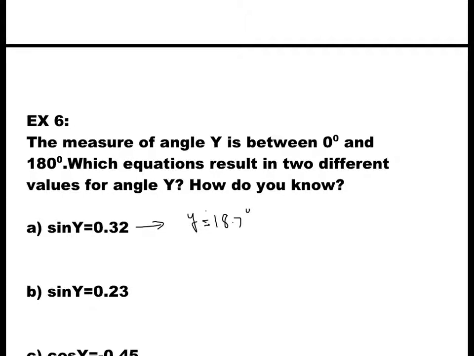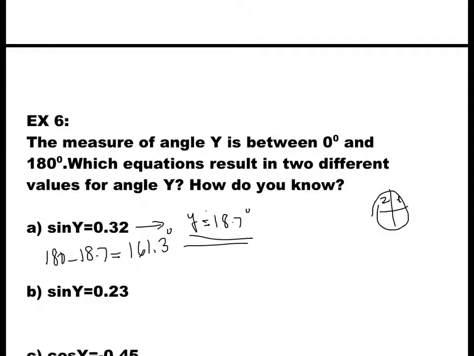18.7 degrees. Now, if you remember that in quadrant 1 and quadrant 2, sine has the same sign, meaning they are positive. So this means that the complement of this angle also has the same sine. The complement of 18.7 is 180 minus 18.7, which gives me 161.3. So if sine y is 0.32, I will get two answers, 18.7 and 161.3. You can check it using your calculator to see what sine of 161.3 is. You will get the same answer.